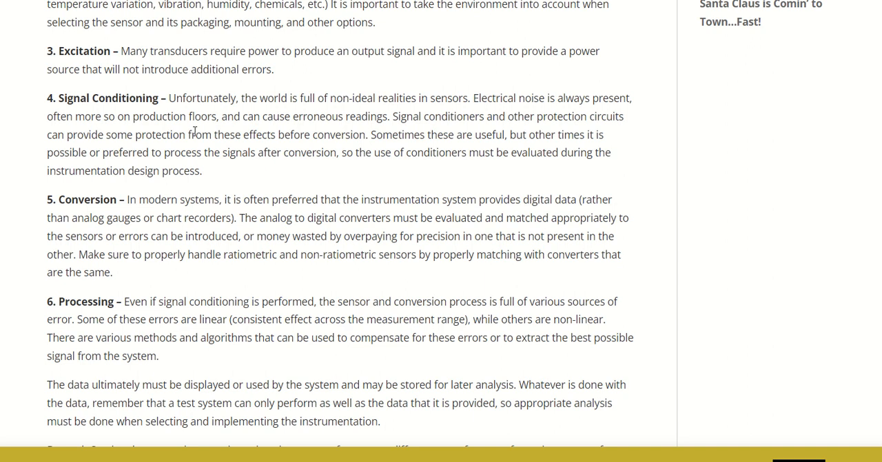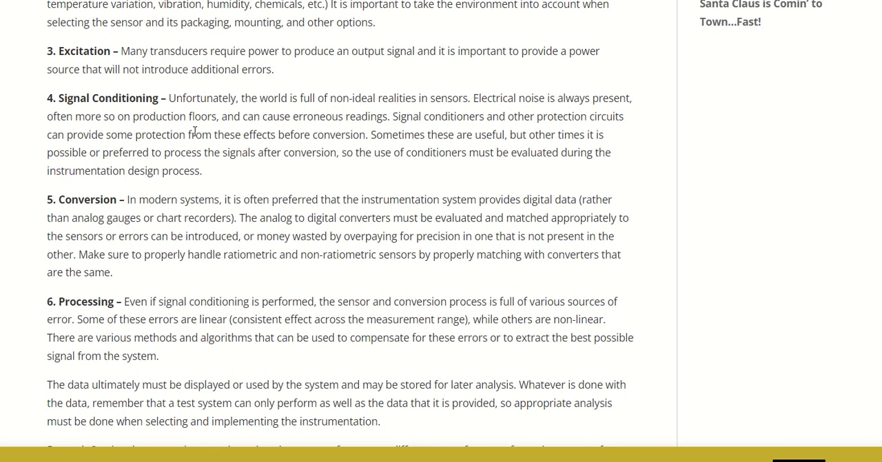The final one is the processing. Even if signal conditioning is performed, the sensor and conversion process is full of various sources of error, and some of these errors are linear, some of these are non-linear. Linear means that the effect is consistent across the measurement values or measurement ranges, while others are non-linear, and there are different methods and algorithms that can be used to compensate for those errors or to extract the best possible signal from them, right?